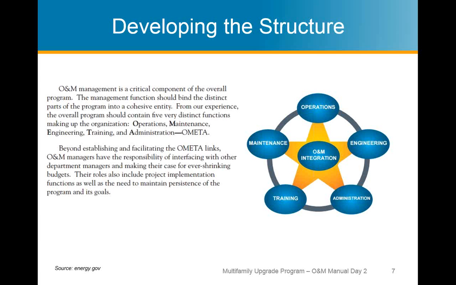There may be a shrinking budget, there may be a neutral or a flat budget, there may be an expanding budget, but the whole concept is that in the face of external constraints, you need to put your best foot forward in terms of facilities management, and a strong O&M manual is critical to that.